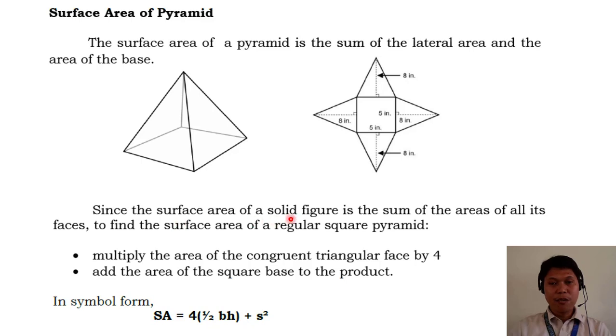Since the surface area of the solid figure is the sum of the area of its faces, we need to multiply the area of the congruent triangular face by 4. So it is 8 times 5, which is the base, and this is the height. You need to divide it by 2 because the area of a triangle is base times height divided by 2. So it is 4 times 1/2 BH, where 1/2 BH is the area of one triangle, times 4 because there are 4 triangles. Next is plus S squared, where S squared is side times side, which is a square.